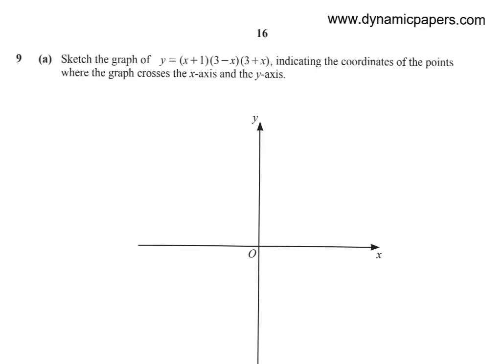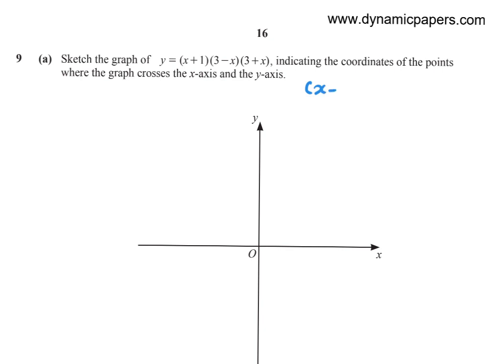Number 9, 9a: sketch the graph y equals bracket x plus 1 times 3 minus x times 3 plus x, indicating the coordinates of the point where the graph crosses the x-axis and y-axis. To find the intersection with the x-axis, put y equals 0. If y equals 0, this means this bracket equals 0.